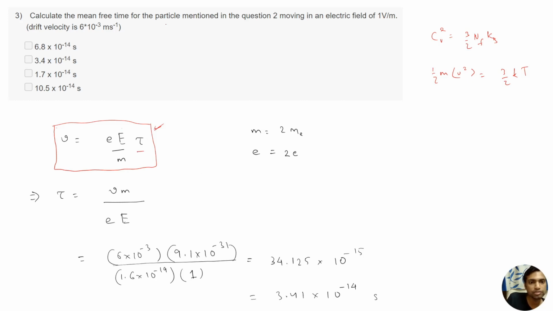If the value of E is given, electric field is 1 volt per meter, and mass is twice the mass of electron and charge is twice the electronic charge, you have to find tau. The velocity v is given, v is 6 into 10 to the power minus 3. You put everything in and you get 3.41 into 10 to the power minus 14 second. So this is your correct answer. Got it right? Yes, sir. This is just put the formula, get the answer, type of question, rearranging the formula from drift velocity, you are getting the mean free time.